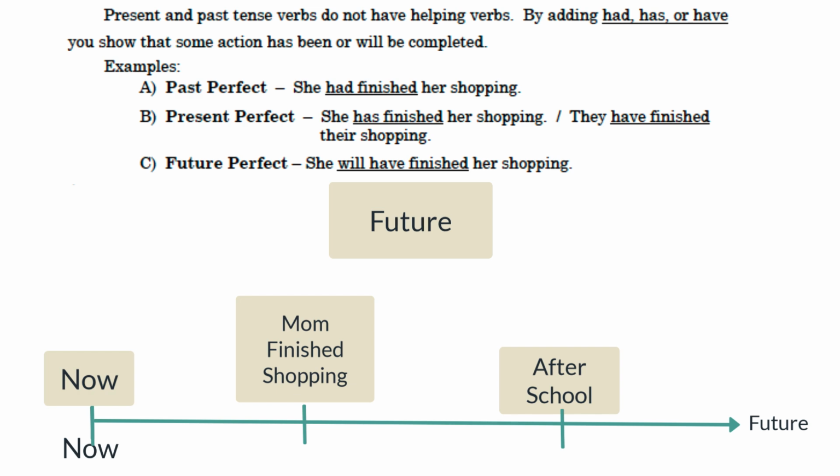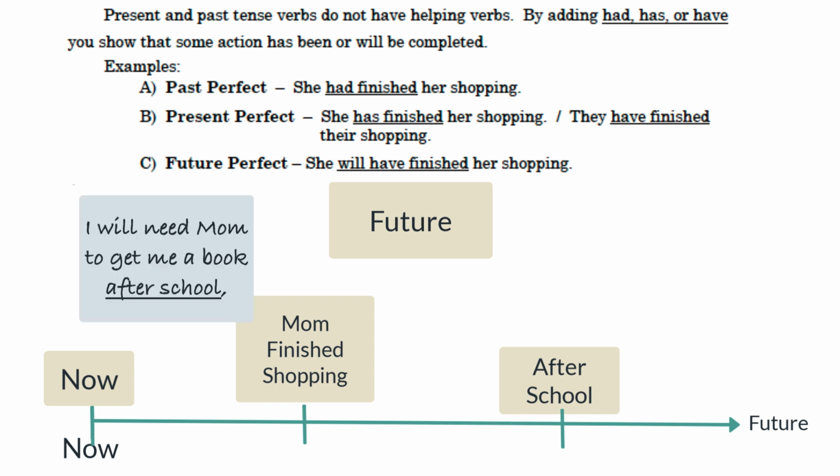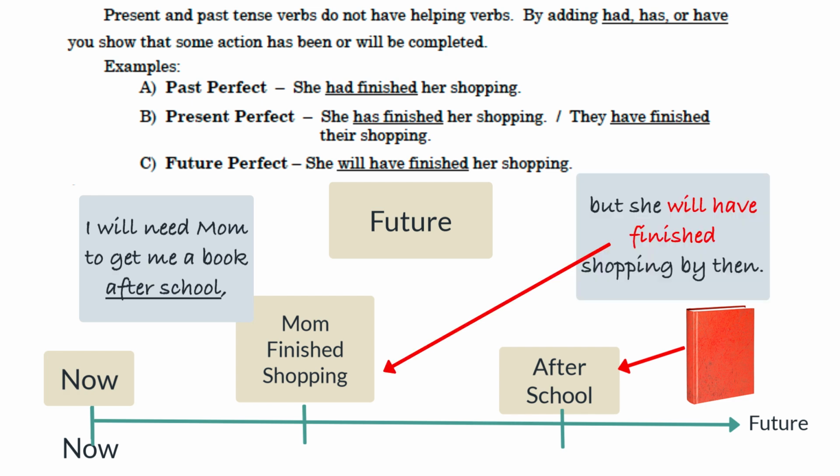If you say something like, I will need Mom to get me a book after school, but she will have finished shopping by then, this is a future perfect tense. I will need the book tomorrow after school, but by that point in the future, Mom will have finished shopping by then. So perfect tenses help give an exact, specific time when an action is taking place.